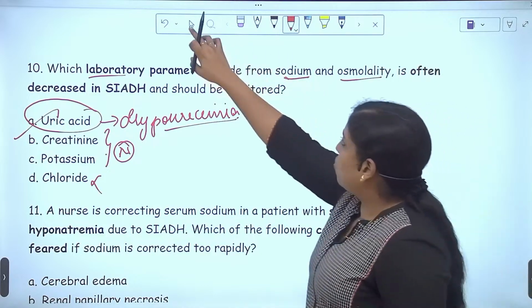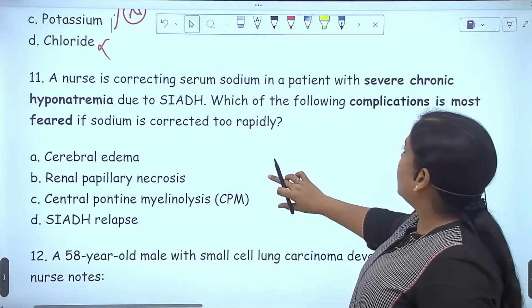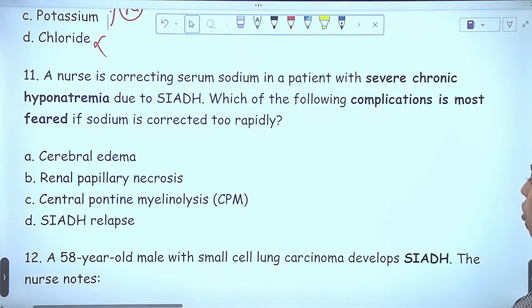So now let's go to the next question. A nurse is correcting serum sodium in a patient with severe chronic hyponatremia due to SIADH. Which of the following complications is most feared if sodium is corrected too rapidly?